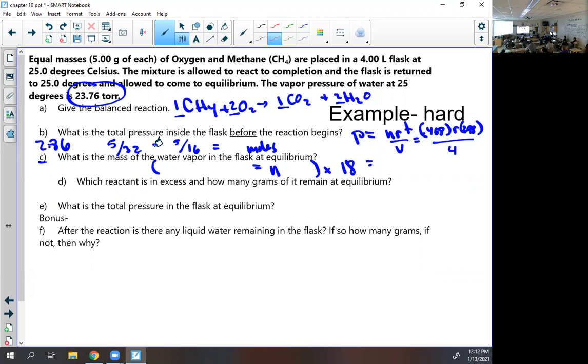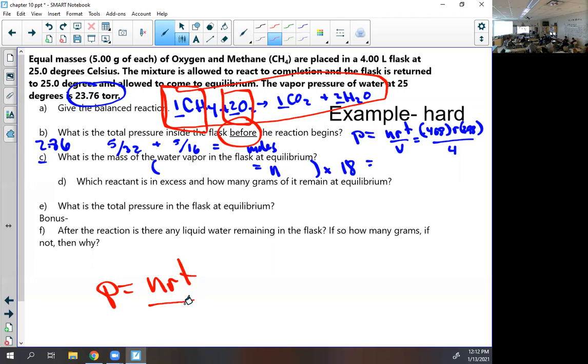A and B. Well, here's how you balance it. Do you need a review on that? No. Okay, good. Okay, before the reaction, what are the only two chemicals in the flask? Just this and just this. So in order to find the pressure, P equals nRT over V.